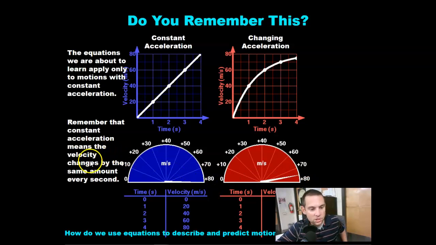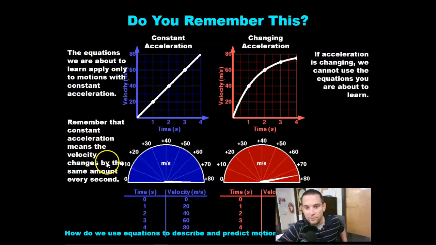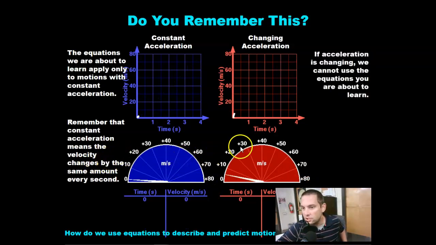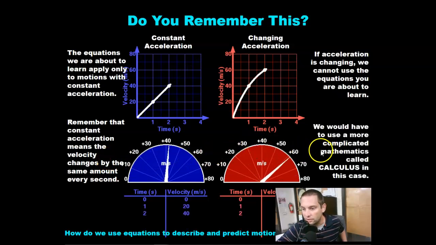Remember that constant acceleration means the velocity changes by the same amount every second. If acceleration is changing, we can't use these equations. We would have to use calculus. I said that.